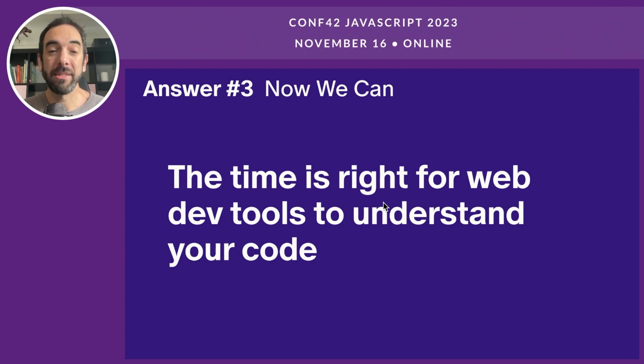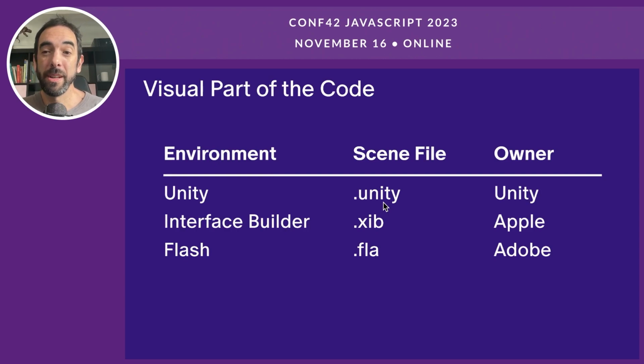But the third answer to the question, and the heart of my talk, is that actually we can do this now. We might not have had these in the past, but the time is right for web dev tools to start to understand your code and allow you to work visually with it. Core to making this work is to have some visual part of your code for the dev tool to work on. And again, this is why this is easy in other environments and difficult on the web.